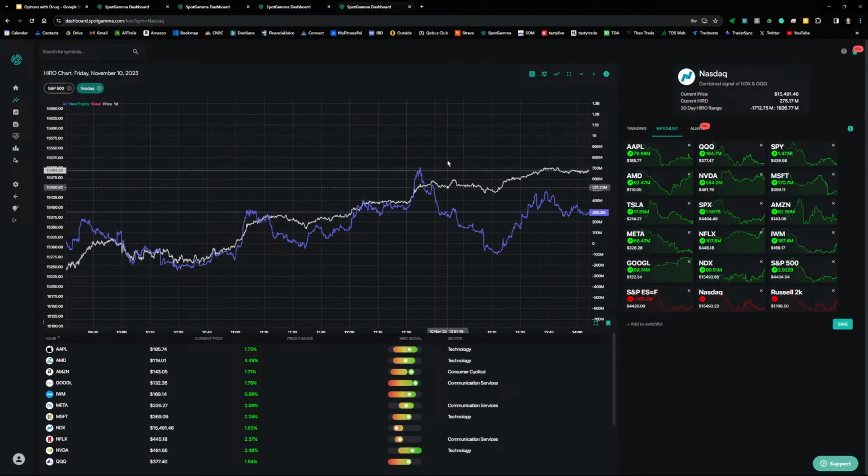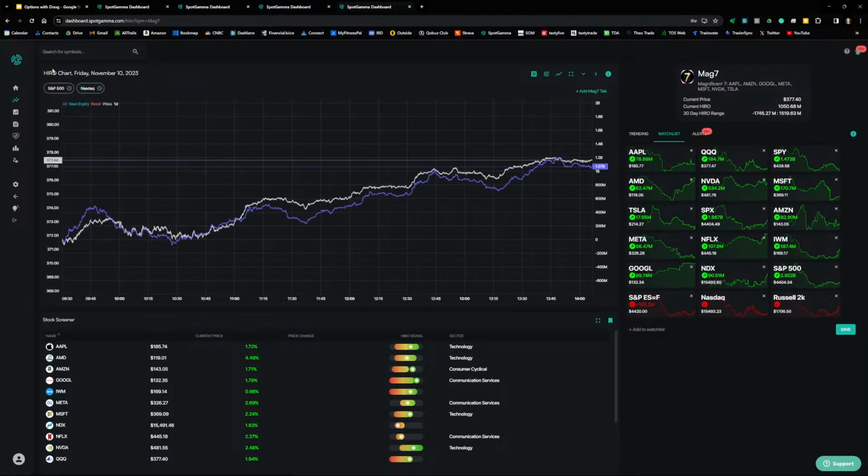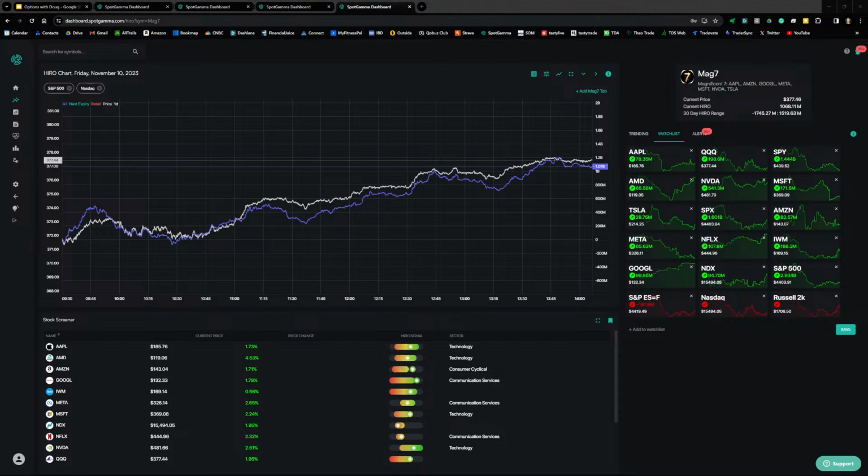All right, another very useful signal to look at for the Nasdaq and also the S&P 500 is the Magnificent 7. This is a combined signal for these 7 stocks known as the Magnificent 7. That's Apple, Amazon, Google, Meta, Microsoft, Nvidia, and Tesla.